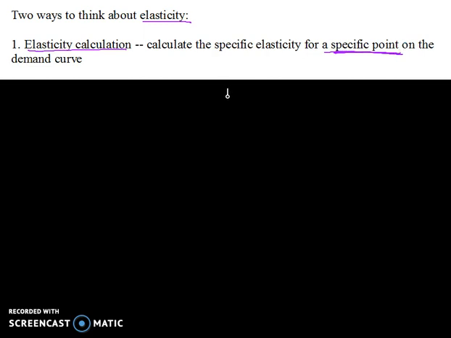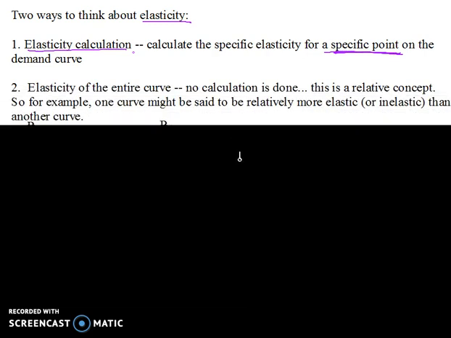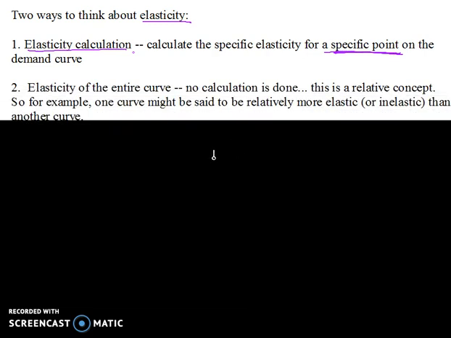What I'm focusing on in this video is not the elasticity calculation, but instead to think about the elasticity of the entire curve. This is a relative concept. We're going to compare the elasticity of one curve to the elasticity of another curve. There are no calculations being done here. We're not going to do any math on it. It's all going to be relative.